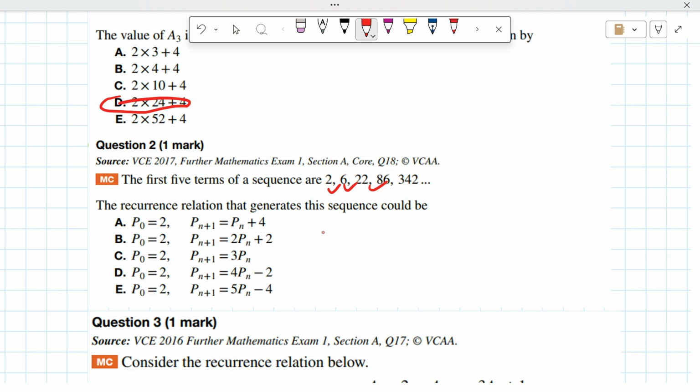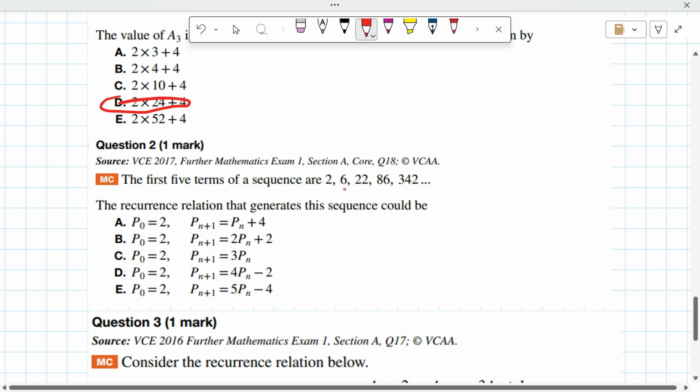But for the next one, let's say 6, which is 2 plus 4 equals 6, that's correct. 2 times 2 plus 2, that's correct. 3 times 2, that's correct. And 4 times 2 minus 2 is 6, that's correct as well. So we can say 2 to 6 is correct for every answer.